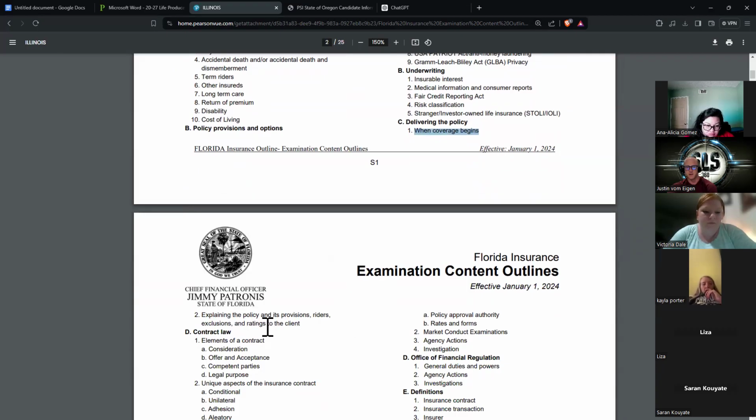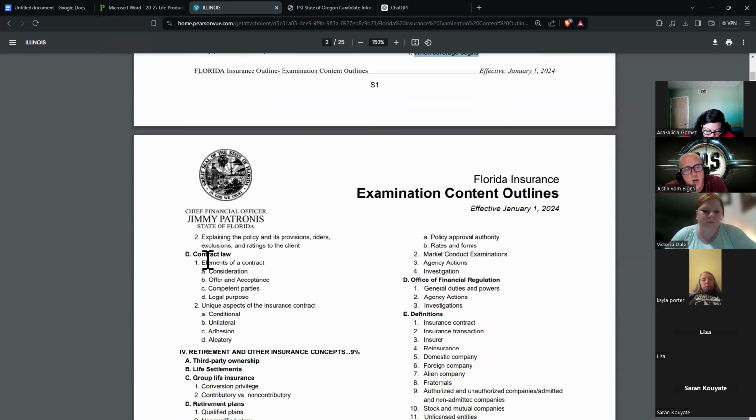Explaining the policy and its provisions, riders, exclusions, and rates to the client. Essentially, you have to be able to explain it when a policy is delivered: the policy features, riders, exclusions, and ratings. So you'd say, okay, you got approved for the preferred rating. There's an exclusion for backpacking because that's what you do for fun. There's a rider on there to cover a nursing home if you end up in a nursing home. You're essentially going through and explaining what the policy is. That's really all it's saying. And you do that when the policy is delivered. Any questions about that stuff I covered so far?